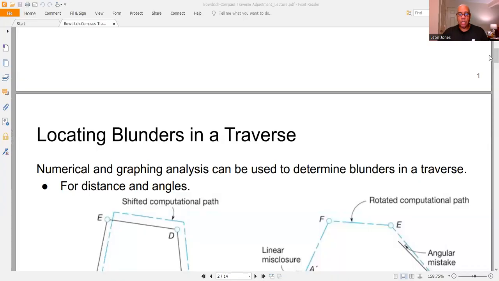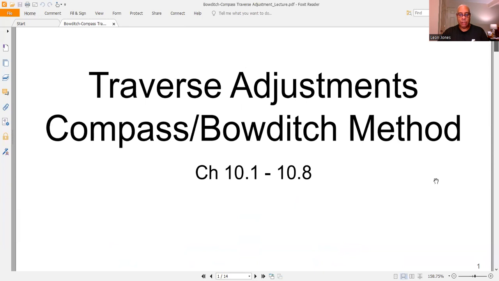I'm going to get into what if there aren't any bearings? How do you find a bearing? Well, I'm going to share my screen and we're going to get into some of that. Okay. As we talked about last night, we're using what we call the Bowditch method. Now, if you have the book, that's Ghilani's Introduction to Geomatics, Elementary Surveying, chapters 10.1 to 10.8 is where this information is coming from.